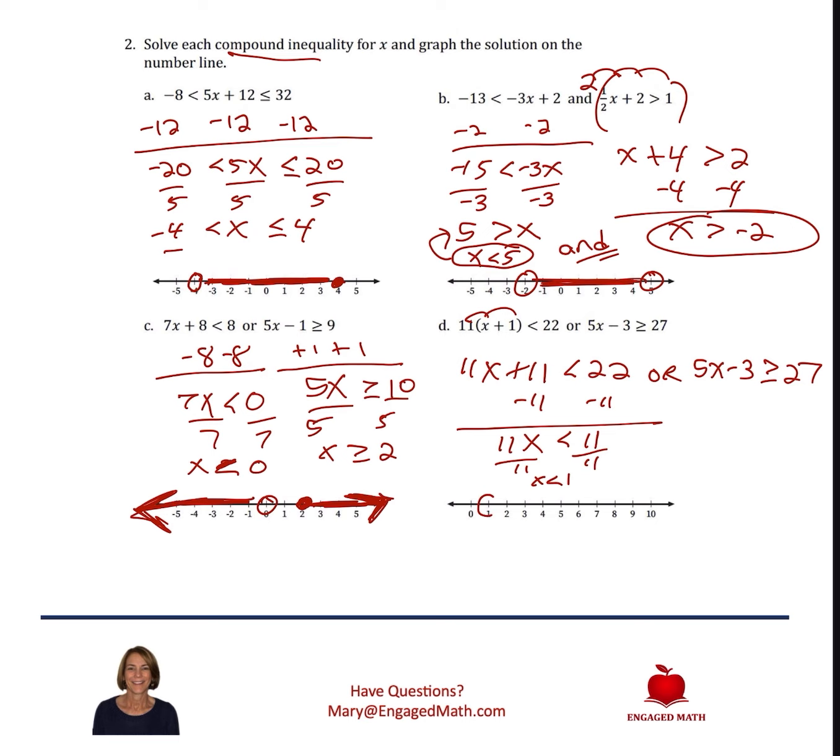So I'm going to go to 1. I'm going to make that an open circle and shade to the left because x is all the values less than 1. Or we can add the 3, and get 5x is greater than or equal to 30. Divide by 5, and notice I'm always using that fraction line for division. x is greater than or equal to 6. So here's my value at 6 with a closed circle, and I'm shading to the right. And every shaded value works in either the left-hand inequality or the right one. Great job.